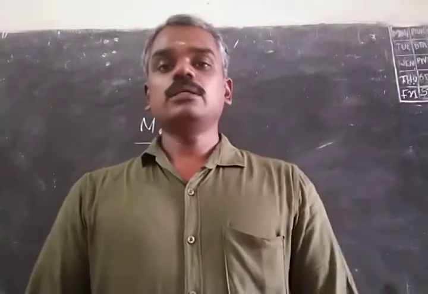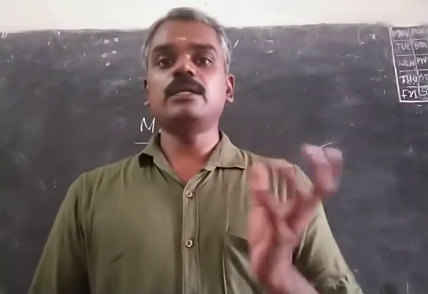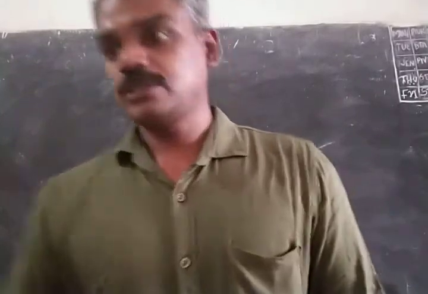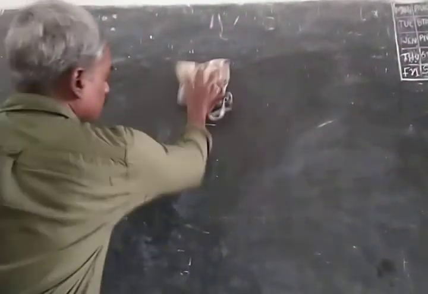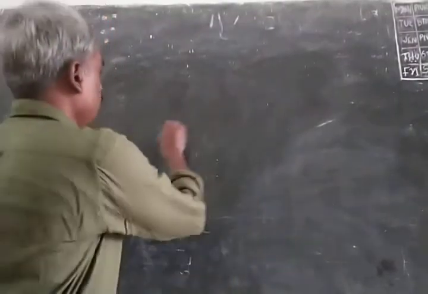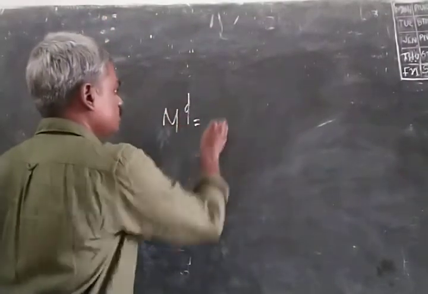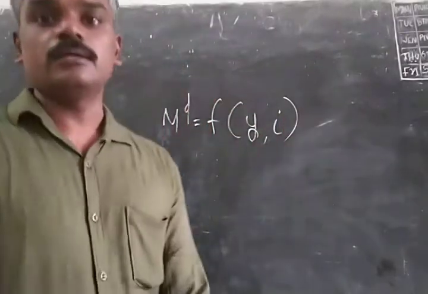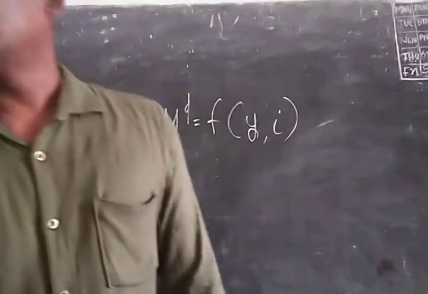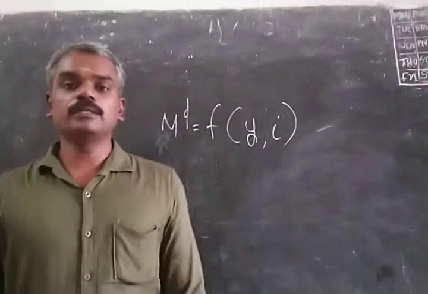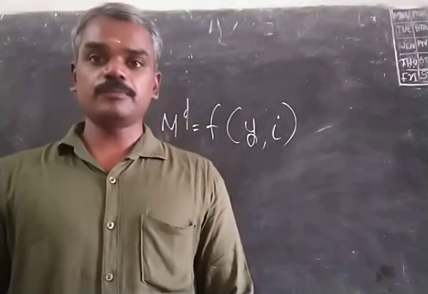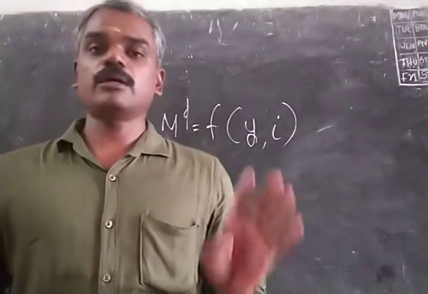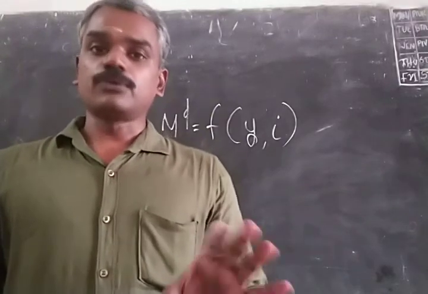Now we have to move to the demand for money. Demand for money depends upon two things: the level of income as well as the rate of interest. So here supply of money is given as fixed, and we have to find the demand for money, which is a function of income and the rate of interest. We know that demand for money is positively related with income.